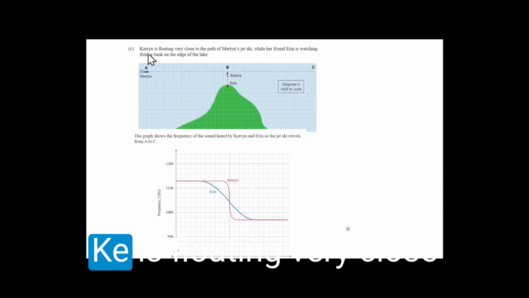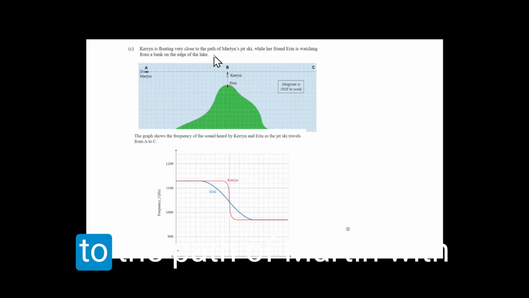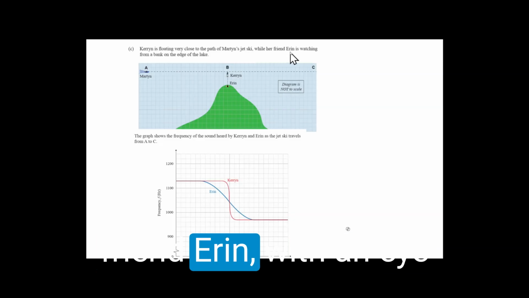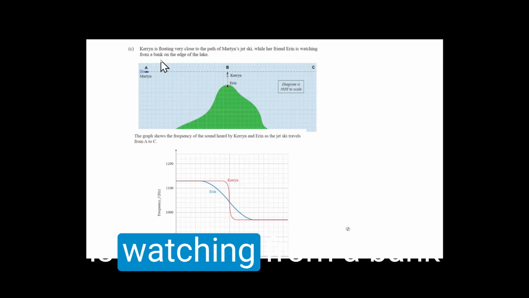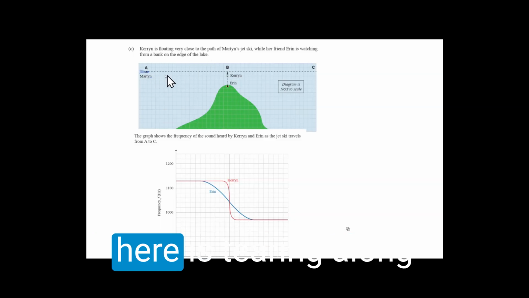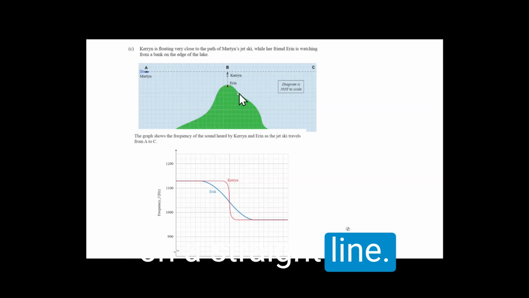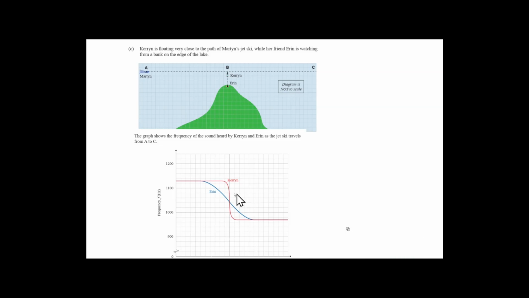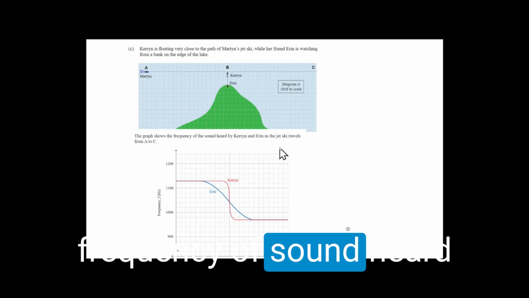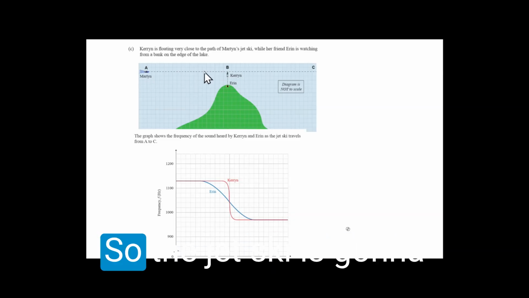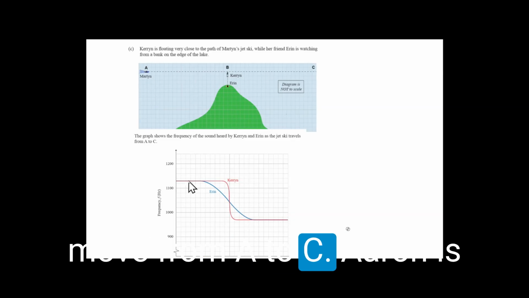Alright, now we're told that Kieran is floating very close to the path of Martin with a Y, on a jet ski, while her friend Erin with an I is watching from the bank on the edge of the lake. So this hooligan Martin here is tearing along on a straight line. Here is Kieran with a Y, here is Erin with an I. So the graph shows the frequency of sound heard by Kieran and Erin as the jet ski travels from A to C. So the jet ski is going to move from A to C.